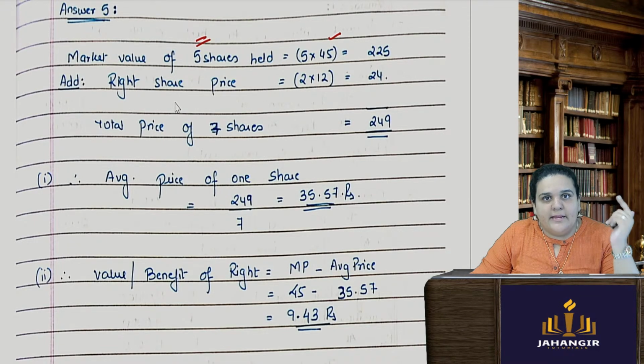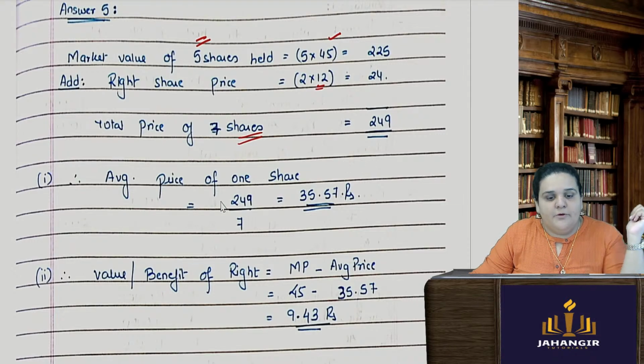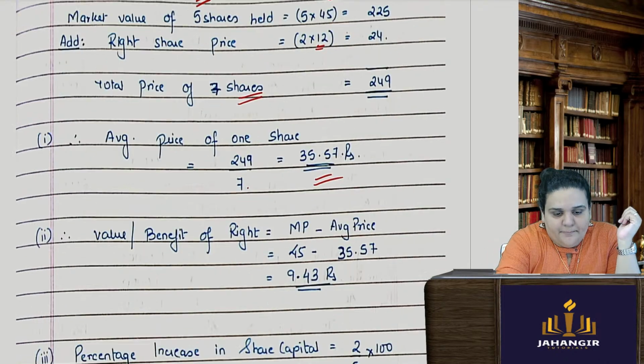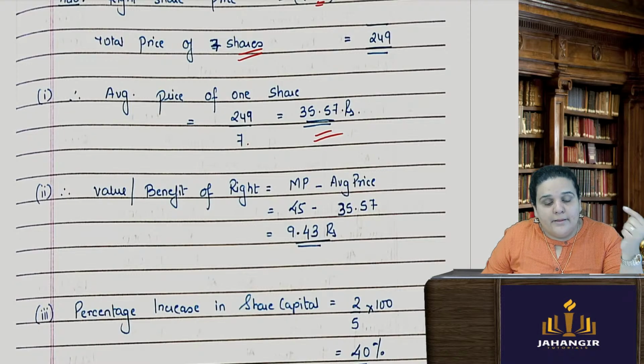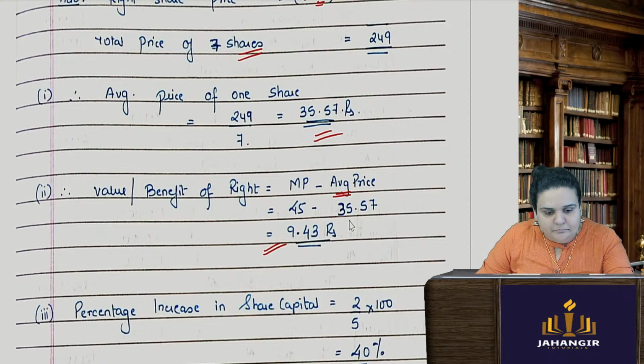And if I am taking the right shares, 2 shares I'll take at 12 rupees, 24 rupees. So the total price of the 7 shares will become 249. So the theoretical market price, or the average price, of 1 share will be 249 divided by 7, which is 35.57. Value of the right will be market price minus the average price. 9.43 rupees will be the value of your right.